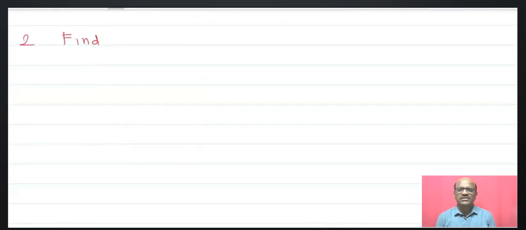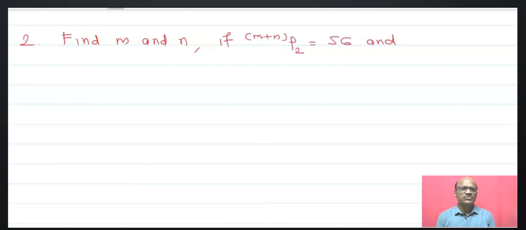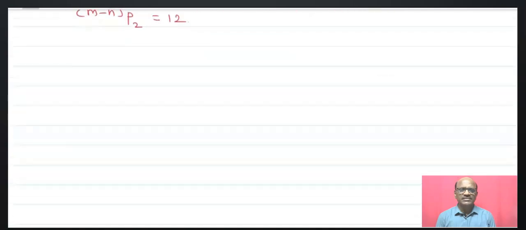Second question. Find m and n if m plus n P2 is equal to 56 and m minus n P2 is equal to 12.